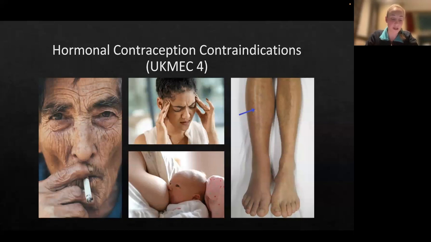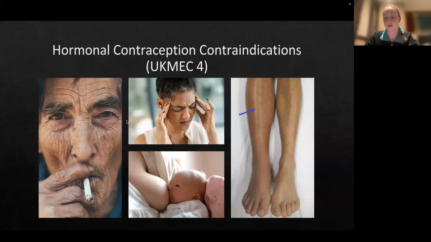And so if someone's breastfeeding and they're 0 to 6 weeks postpartum, you absolutely can't give it, but after 6 weeks it decreases down to UKMEC 2. So if the patient really wanted it, then you would sort of warn them, but it is okay to give it then. And the other one that everyone tends to remember and know is migraine with aura. It's absolutely contraindicated, and if someone has a current VTE or a known sort of thrombotic risk.